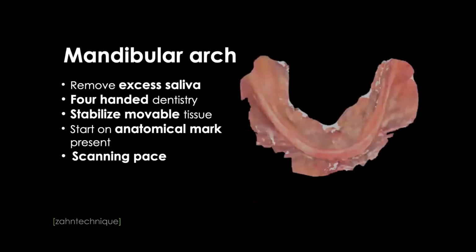And I want to show you now, going through the scan protocol, what you really have to watch out for and how do you move your scanner to capture most of the landmarks we need, or all of the landmarks ideally we need. So first of all, we have to remove excess saliva. Then it's four-handed dentistry, which means you need your assistant with that, right? We have to definitely expand the mouth. You have to retract so that we have visibility to all areas. Then you have to stabilize any movable tissue as good as possible, and you start basically on an anatomical mark, right? I will show you in a second what that is. And then a scanning pace, right? The scanner will guide you through. You maybe have to go back and rescan certain things.